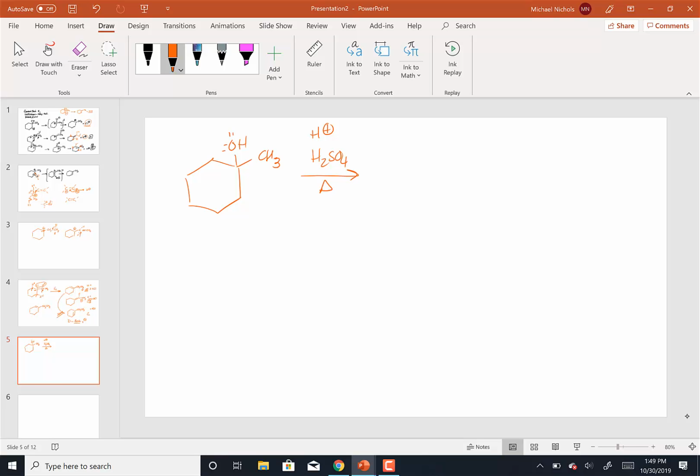What would the first step in the mechanism be? Protonate the oxygen. So the H+ is going to protonate the oxygen, and that's going to give me an O with two H's and a positive charge. So when you have an alcohol and you're doing dehydration, the first step is to protonate the OH. Now, since this is a tertiary carbon that the water is attached to, I can form a stable carbocation. I'm going to break the carbon-oxygen bond, and I'm going to end up now with a C+ there, a CH3, plus the H2O that was lost.